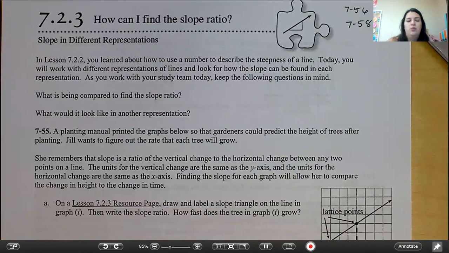What is being compared to find the slope ratio? What would it look like in another representation?